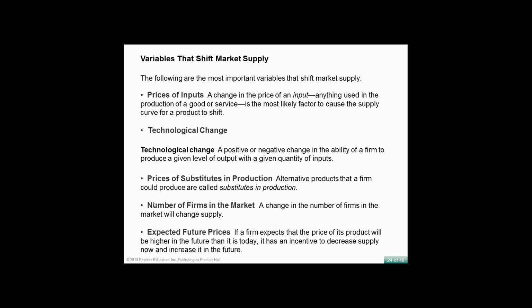Number of firms in the market. A change in the number of firms in the market will change the supply. The reason is that if there are more people selling the product, then there's more competition, therefore changing the number of products in the marketplace. And the final thing is a change in expected future prices. If a firm believes that the price of its product will be higher in the future than it is today, there will be an incentive to decrease the supply now and increase it in the future.